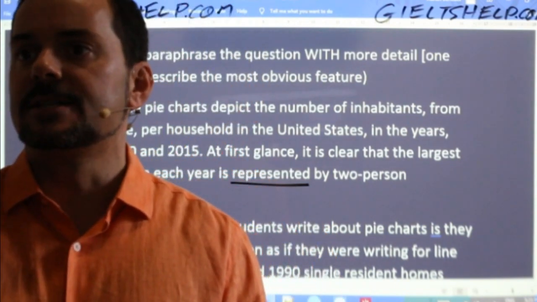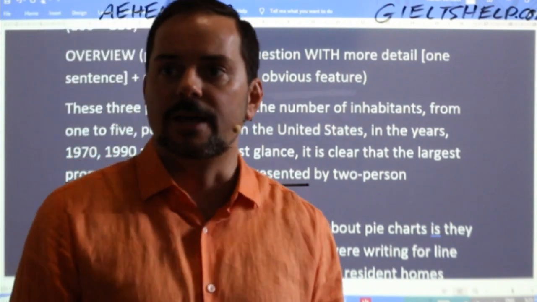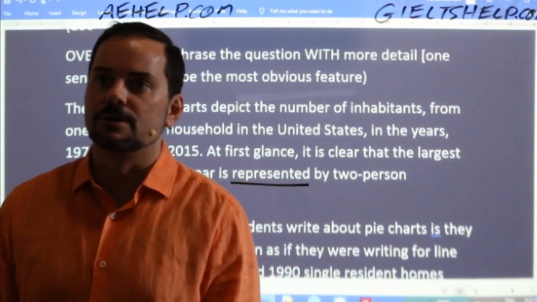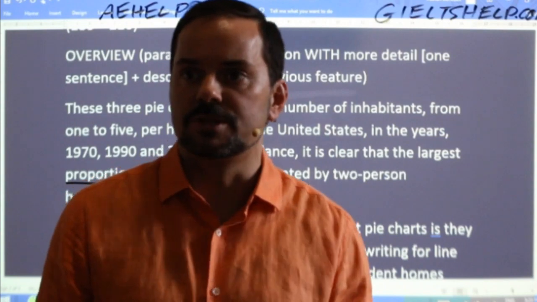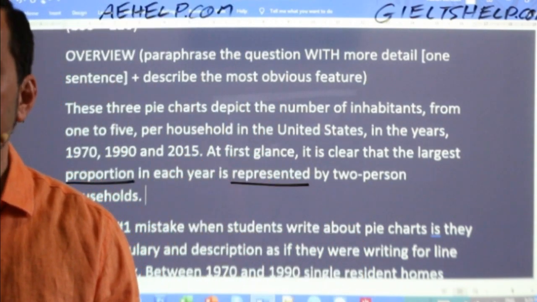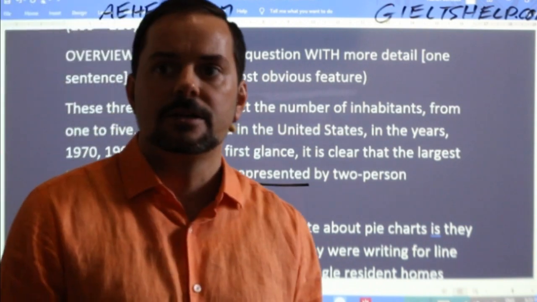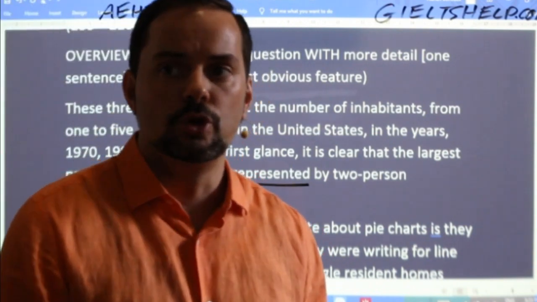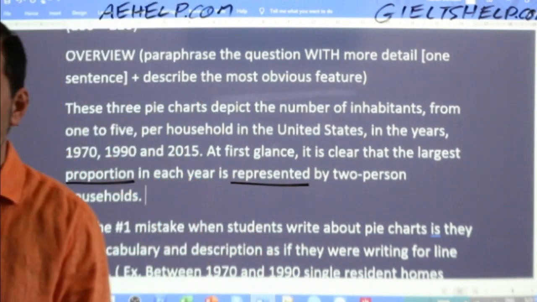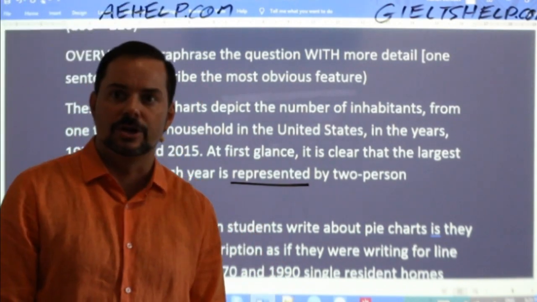Happy Singh says, at first glance, it can be observed. You have to use passive there, Happy Singh. It can be observed that the majority of percentage in any given period is 2-member households. Okay, so a little bit of correction there, Singh, to make it clearer.